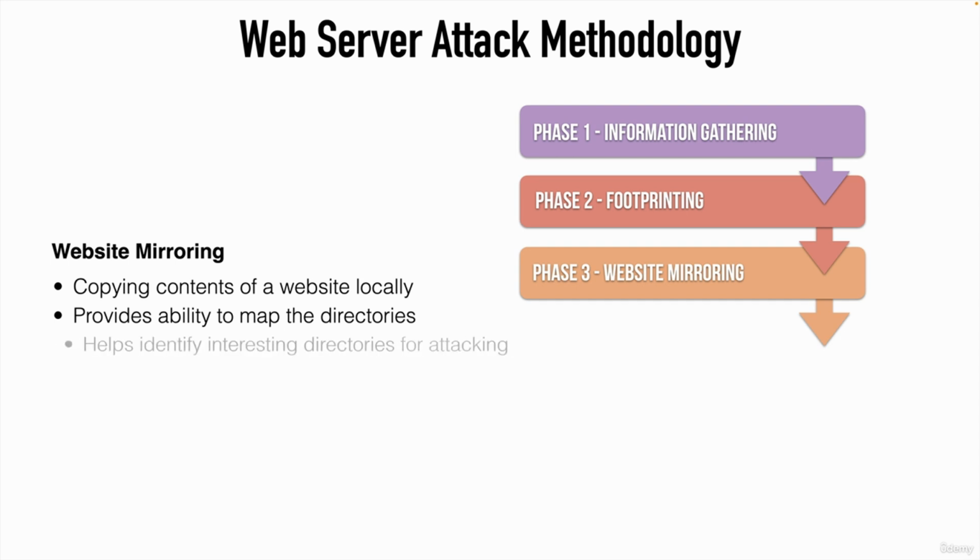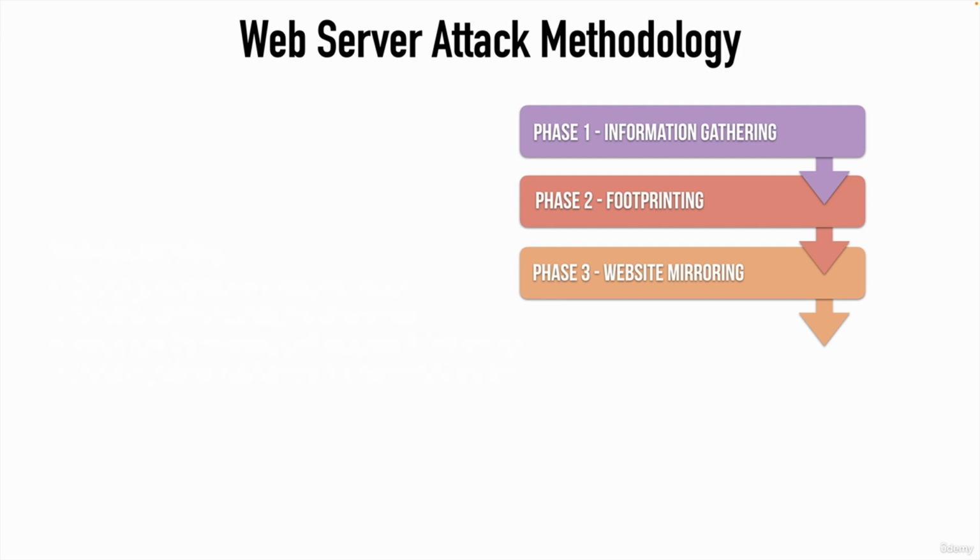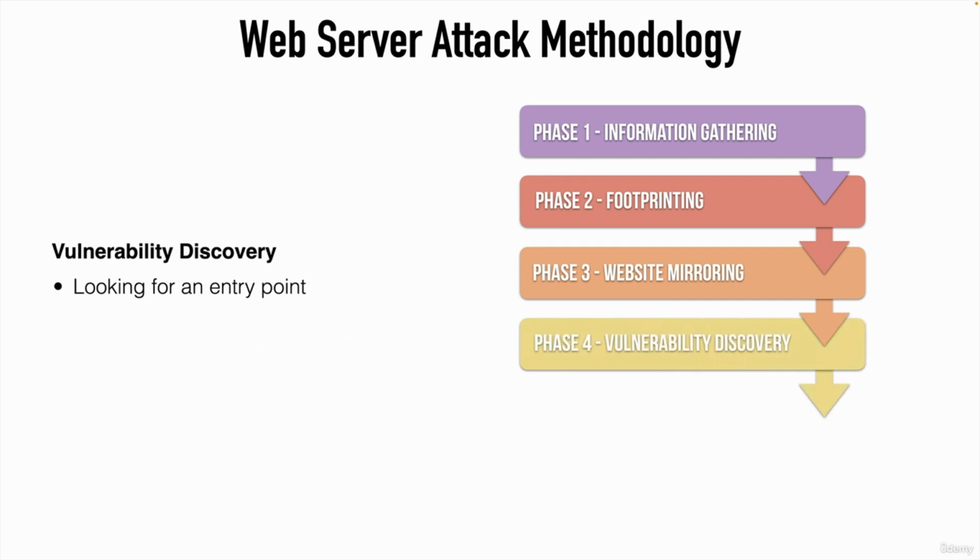And also, it gives them the possibility of identifying interesting directories ahead of time. If they're able to successfully breach the server, they may then attack these interesting directories that they've previously identified through website mirroring. There are many tools out there which will perform website mirroring, including HT-Track, Visual Web Ripper, and Collector Studio, among others. Phase 4 is vulnerability discovery.